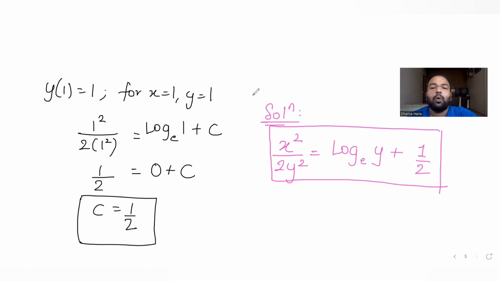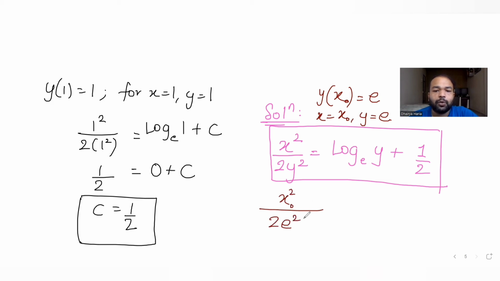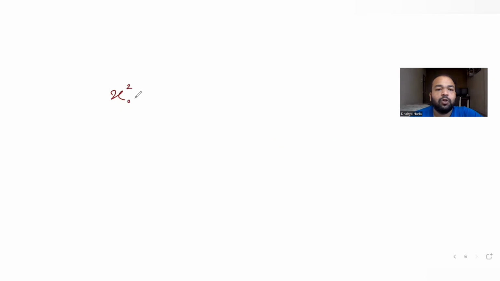Now, one more condition is given to us that says y of x naught is equal to e. That means when x is equal to x naught, y is equal to e. So if I put that here, x naught square upon 2 e square is equal to log e to the base e plus half. Now log e to the base e is 1. 1 plus half is 3 by 2. So x naught square upon 2 e square is equal to 3 by 2.